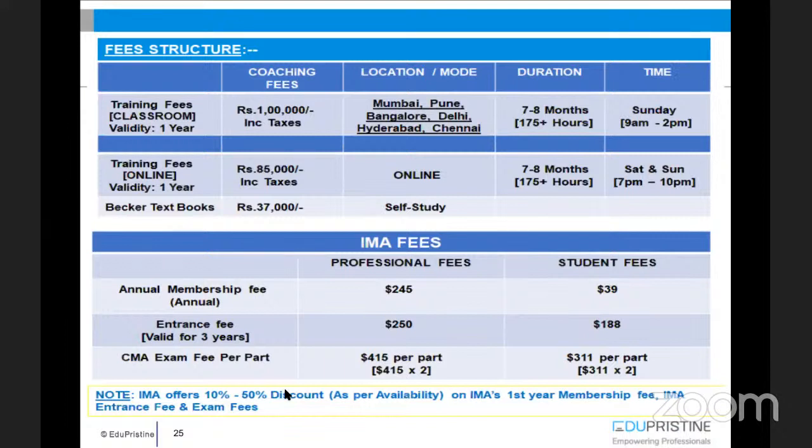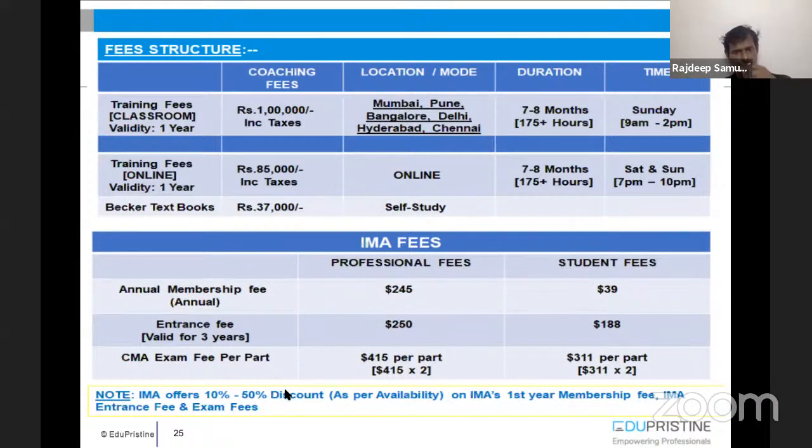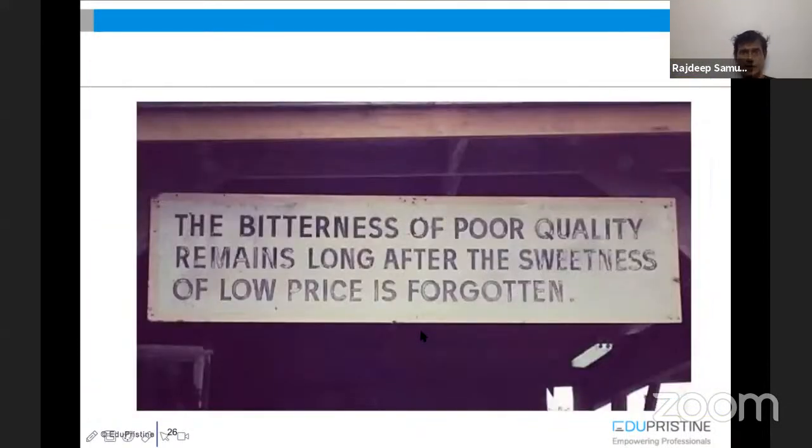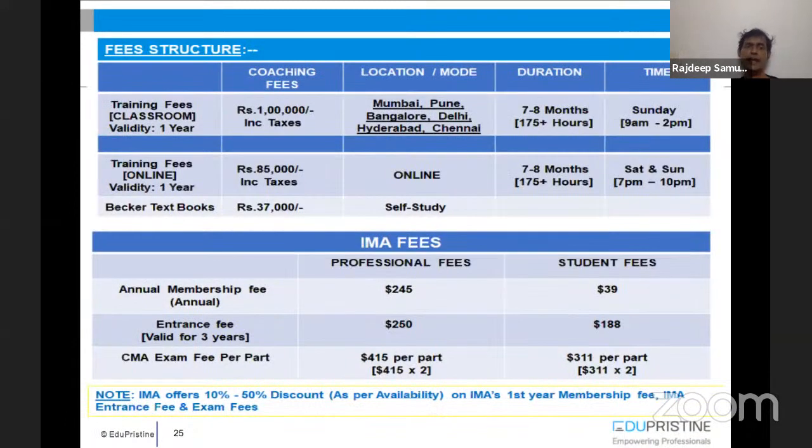Further questions, ask your faculty, ask your counselors, ask your support teams. Should I proceed? I'm sure this is one of the most important slides because you guys will want to know how much my pocket is going to be affected. Clear, guys? Any questions? Right, perfect.